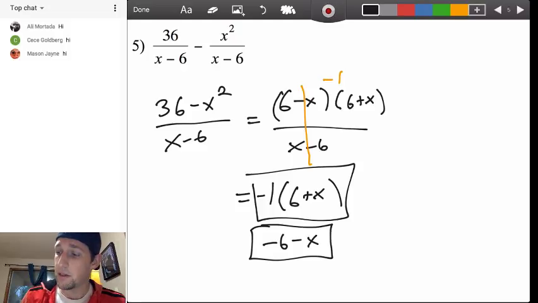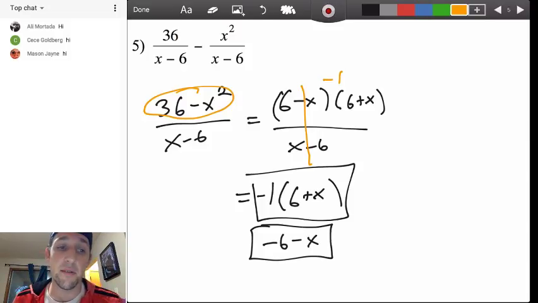The other reason I put this in here is because a lot of people see that and they don't factor it properly. They write their x's first because that's what we're used to seeing. But if the 36 comes first, you can still use squares rule. You can still use difference of squares, but you've got to write those sixes first.